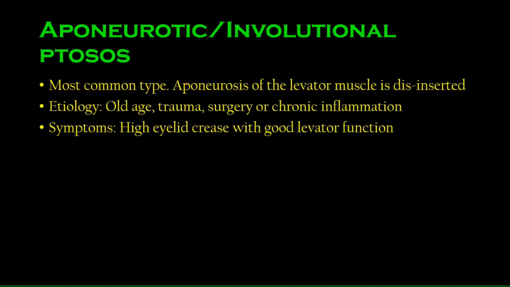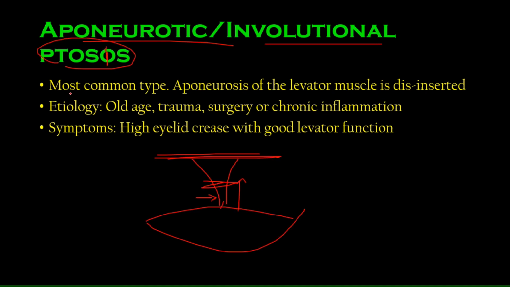And now we have the next one, aponeurotic involutional ptosis, right? Aponeurotic or involutional, or it's even called senile ptosis, right? So it is in fact one of the most common types of ptosis. The aponeurosis of the levator muscle is disinserted. For some reason it stops working, it cuts off. There can be a lot of reasons, right? Like for example, old age, it can get weakened, it can get stretched, it can be disinserted, it can be destroyed or cut off due to trauma or surgeries, or even chronic inflammation may disturb this aponeurosis.